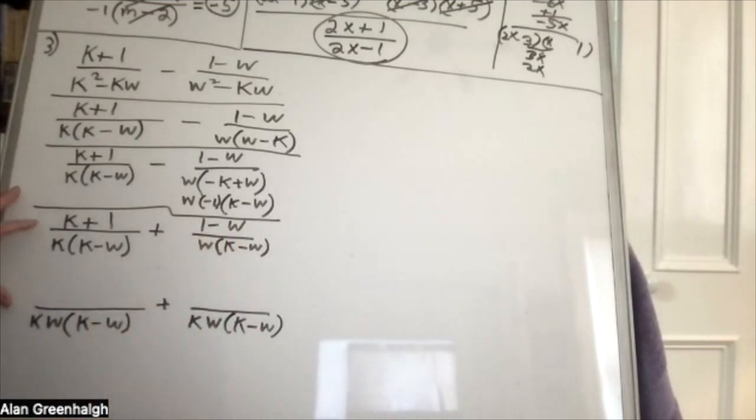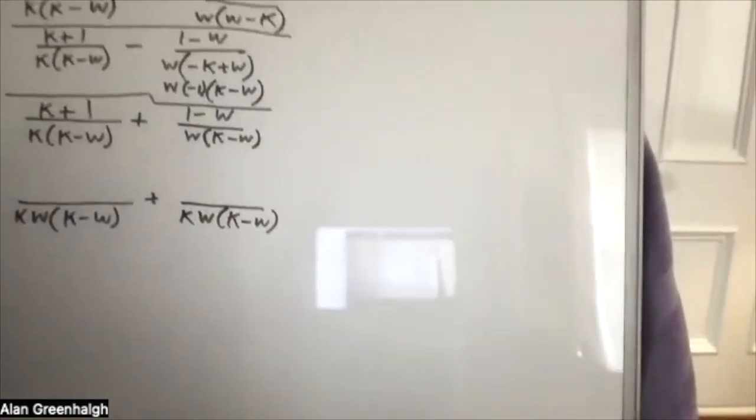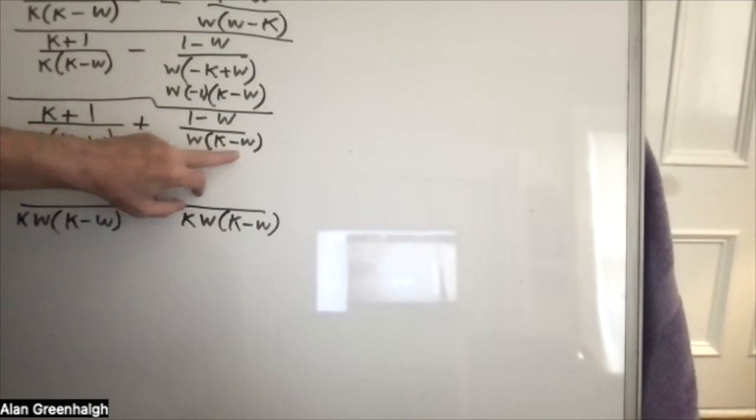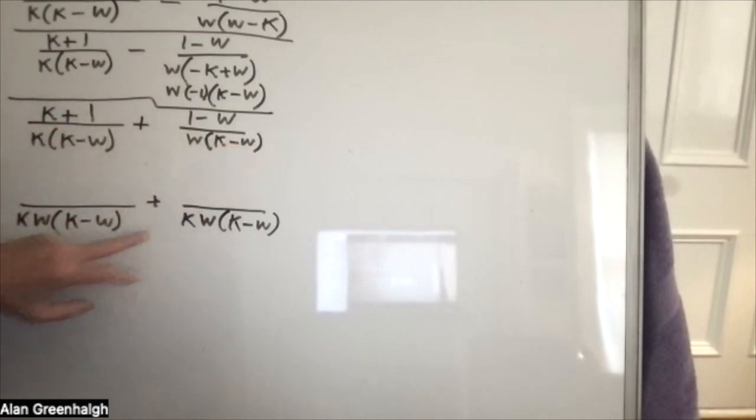Okay, now the object is to get from this fraction to this fraction. So the question is, what is missing here in the denominator? First of all, we form the least common denominator based on all the denominators. We have a K there, we need a K there. We have a K minus W, we have a K minus W. We have a W, therefore we need a W. We have a K minus W, but you already have that, so you don't need two of them. You only need one of them.